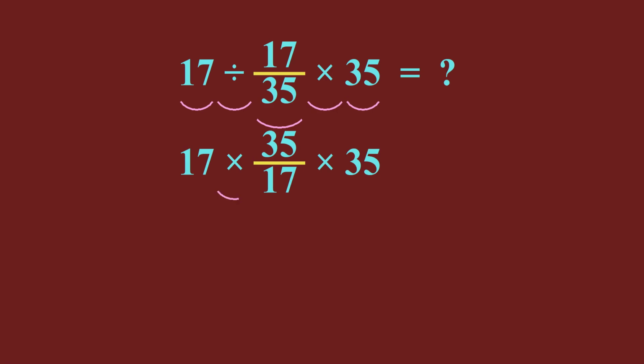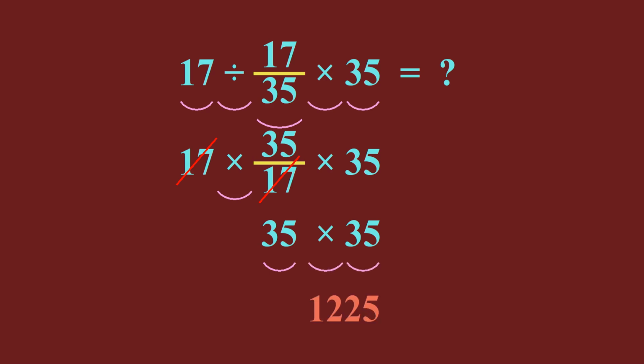First we do this multiplication. We can easily cancel this 17 and this 17, which gives 35. And here again we have times 35. So here we have this 35 times 35, which equals 1225. And this is our final answer to this problem.